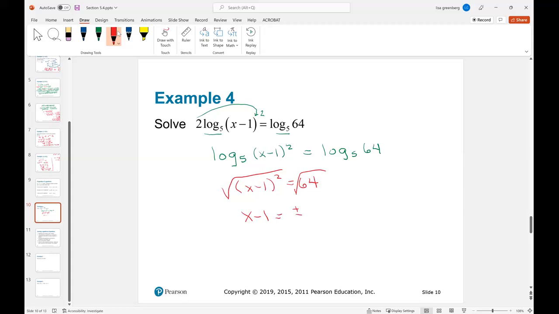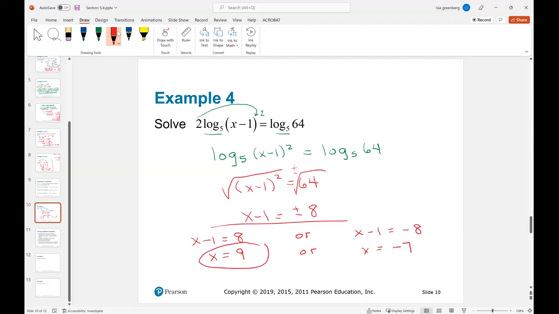Don't forget, when we take the square root, we have to add that plus or minus, and the square root of 64 is 8. So now I have two possibilities. I have x minus 1 is equal to 8, or x minus 1 is equal to negative 8, which means x equals 9 or x equals negative 7. Okay, those are my two possibilities, right?